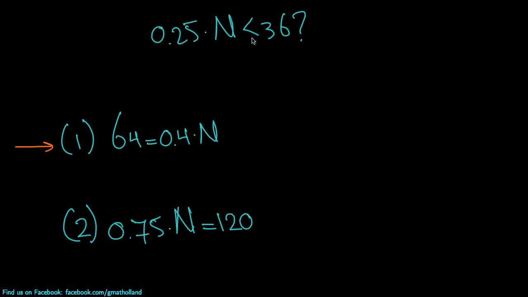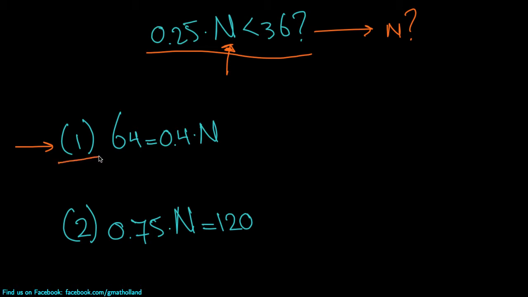However, this is a data sufficiency question. So we just need to answer whether we have enough information to answer this question. So once we know n, you know whether 25% of n is smaller than 36. So this question can actually be rephrased as asking, what is n? Because once we know n, we know whether 25% of n is smaller than 36.